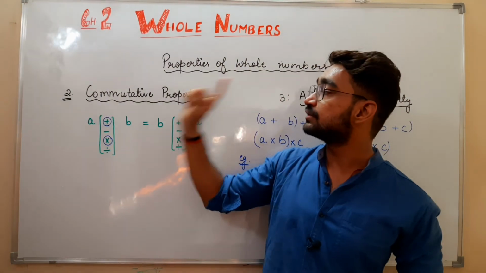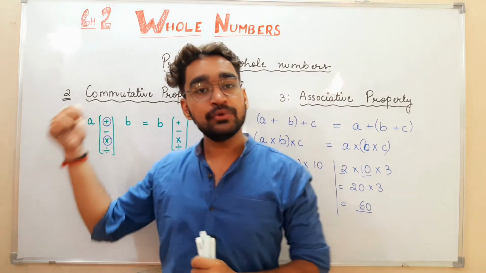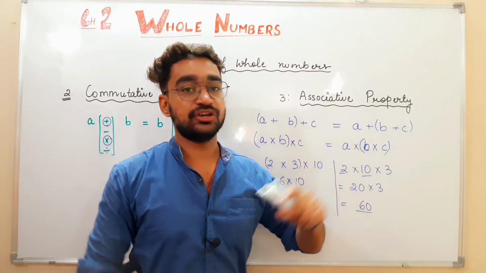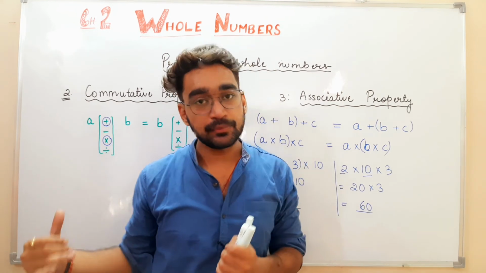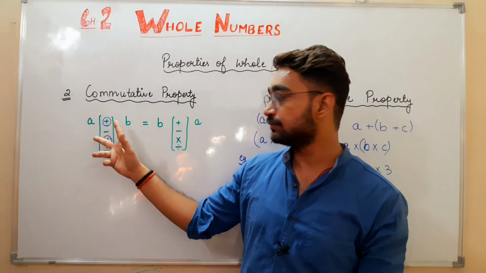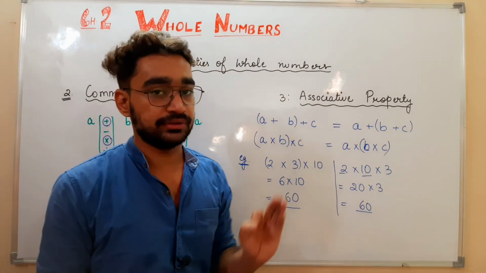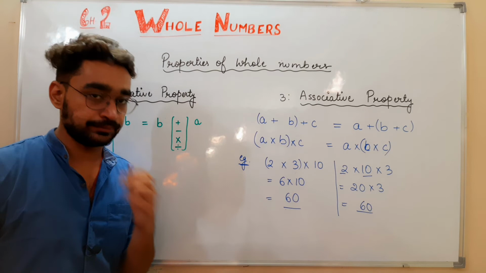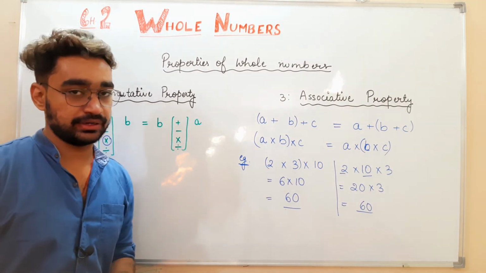Because we can say that under addition and multiplication, whole numbers are commutative and associative. If they are commutative, then automatically they will be associative, because associative is just the second step of commutative. Commutative deals with two numbers, associative property deals with three numbers. That is the only difference in both of them. So now let us move to the next property, that is our distributive property.